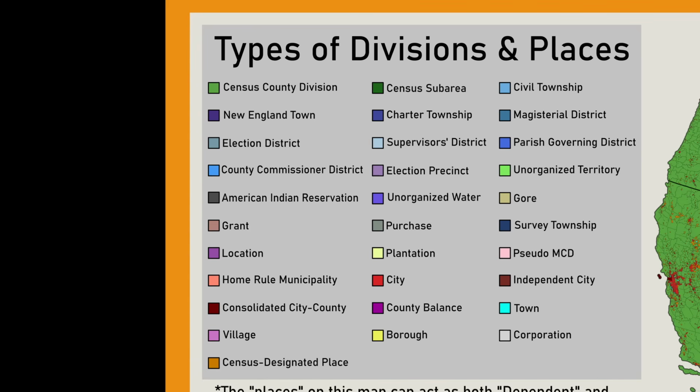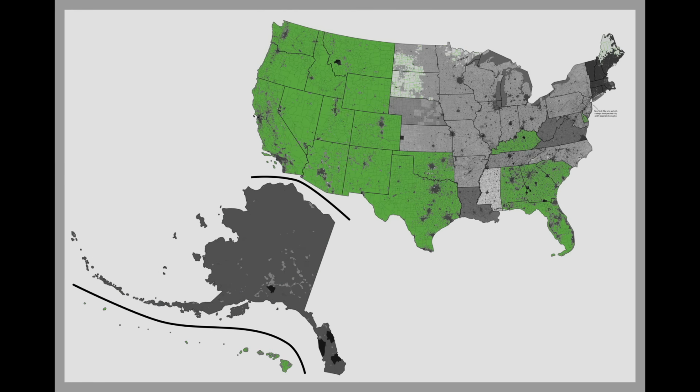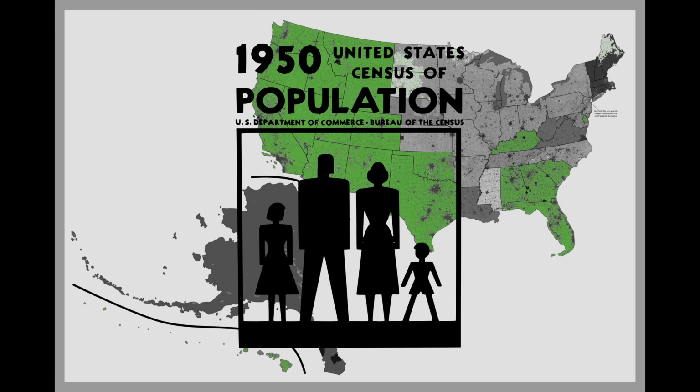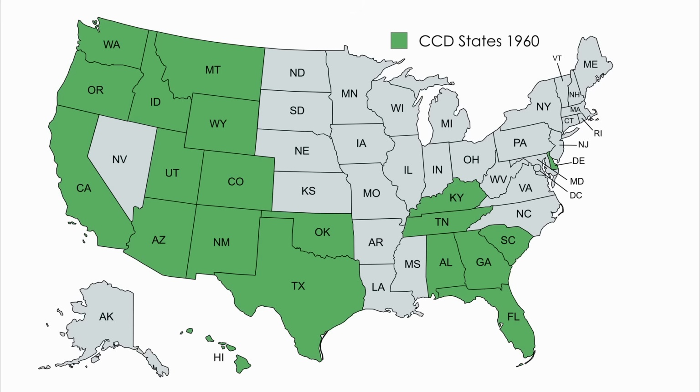So now let's begin investigating each unique county division and place. While I have already covered a bit about CCDs, they are still very interesting and have more to them. CCDs were established in the 1950s decennial census, with Washington using them first. By the 1960s, 19 more states were using census county divisions, and in the 1990s, Nevada adopted CCDs, bringing the number up to 21 states.